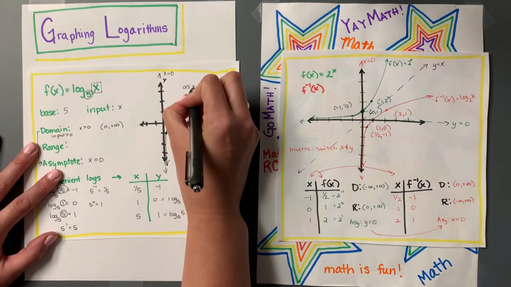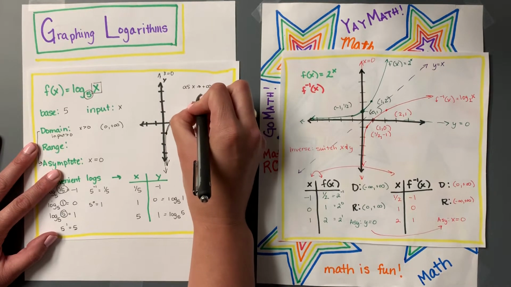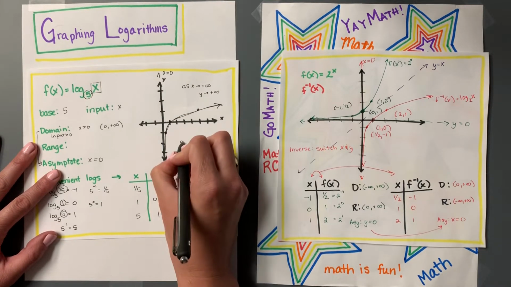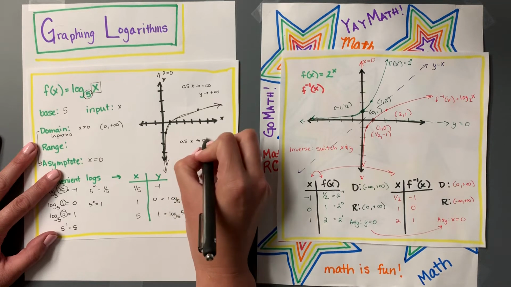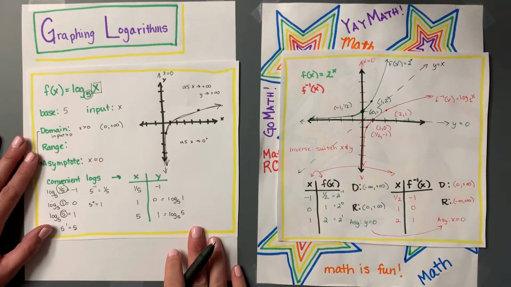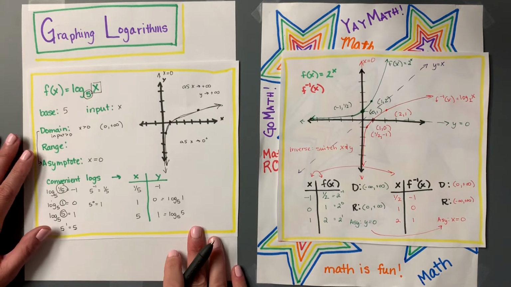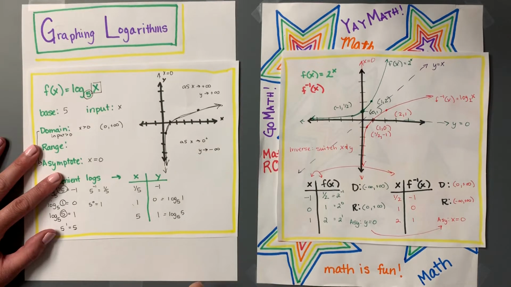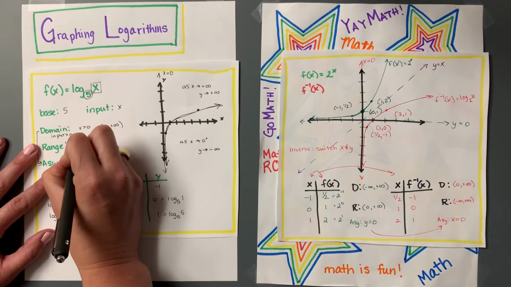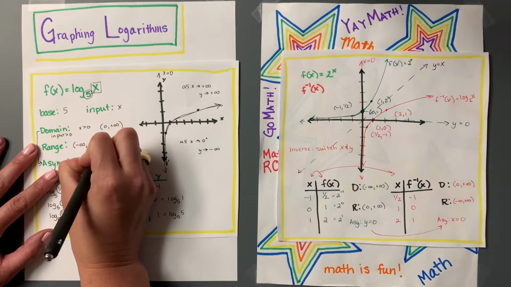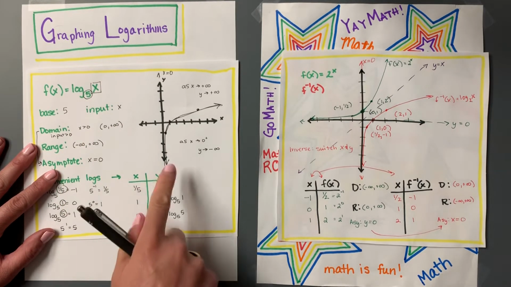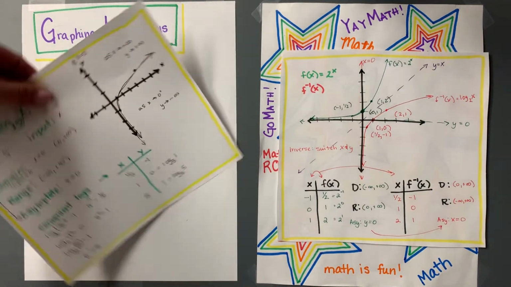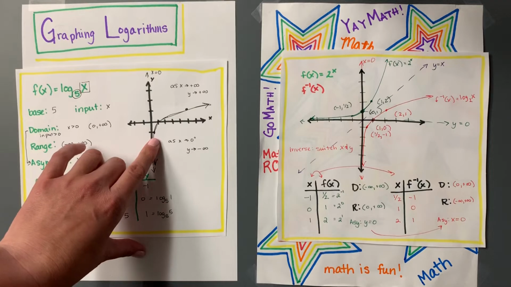As x approaches positive infinity, y is going to approach positive infinity. As x approaches 0 from the right, so that means x gets close to 0 but is just a little bit positive, y is going to approach negative infinity. So my range here is from negative infinity to positive infinity. And this graph, if we turn it on its side, looks just like an exponential equation. And so that's what we've got there.